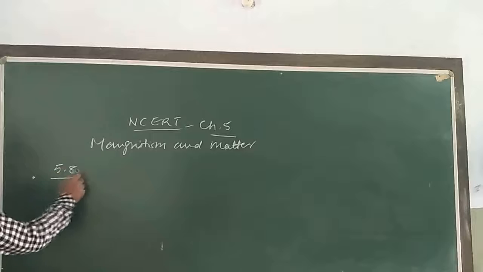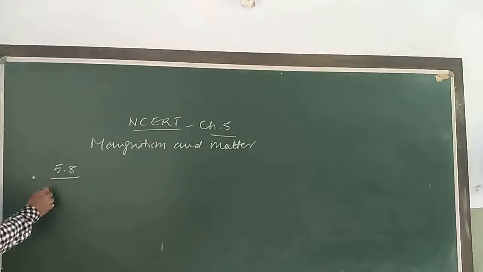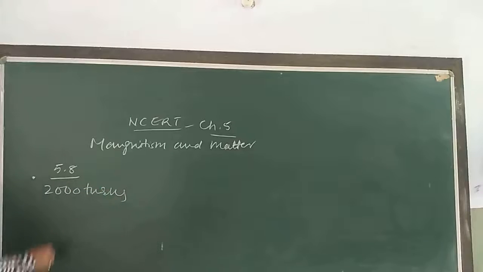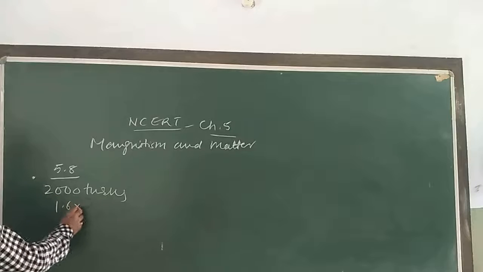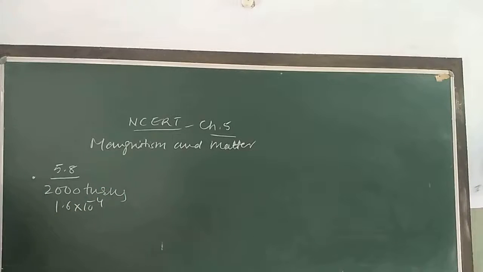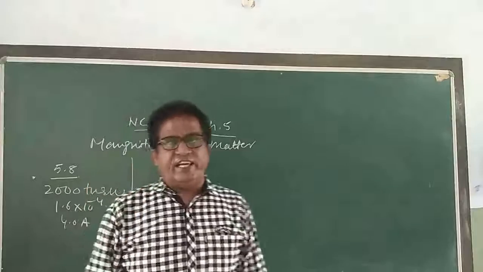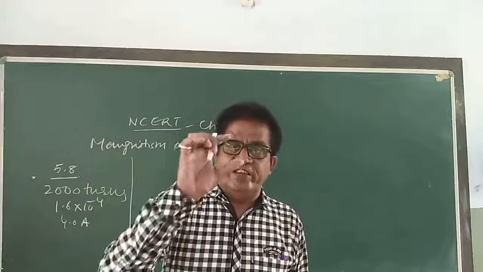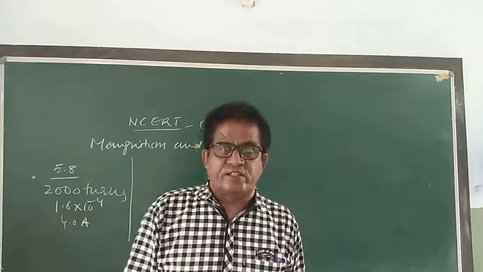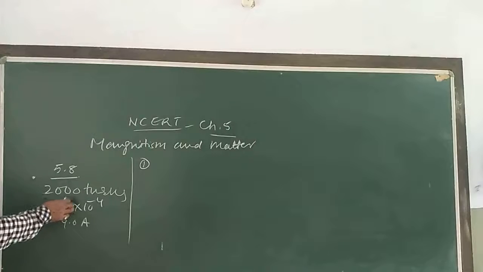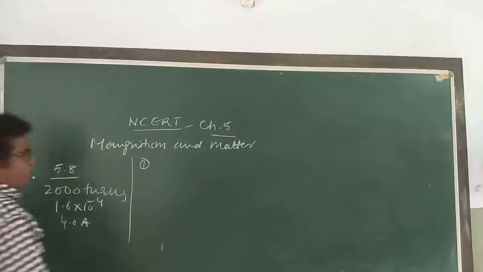5.8 on the same page number. A closely wound solenoid of 2000 turns is given, and area of cross section 1.6 into 10 to the power minus 4, carrying a current 4.0 ampere, suspended through its center, allowing it to turn in a horizontal plane. These lines may be given as a case study. 3 or 4 lines will be given and 3 or 4 questions may be asked. First question, if I ask from this case study, what is the magnetic moment associated with the solenoid?